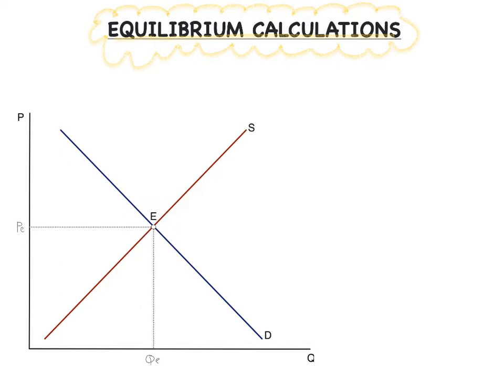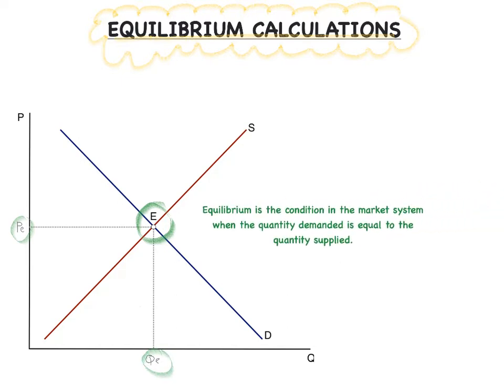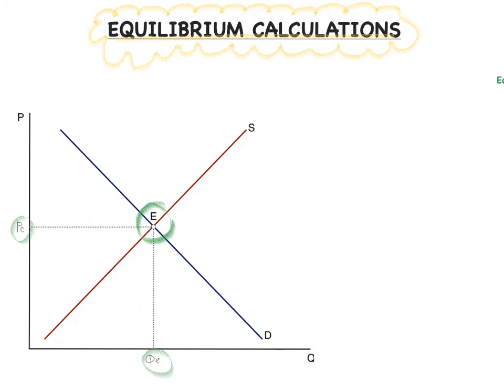Where our demand and supply intersect, this is our equilibrium point. At equilibrium, we will obtain our equilibrium price and our equilibrium quantity. Equilibrium is the condition in the market system when the quantity demand is equal to the quantity supply. We denote this by E. Demand and supply can be written in linear function form, meaning y equals mx plus c.